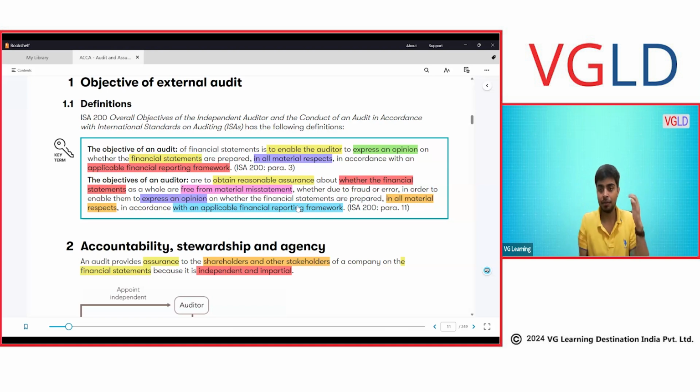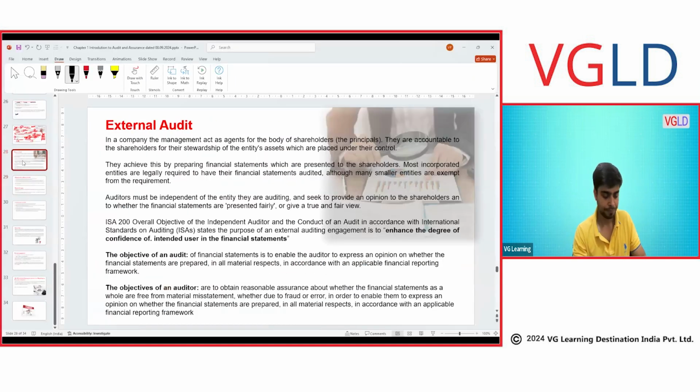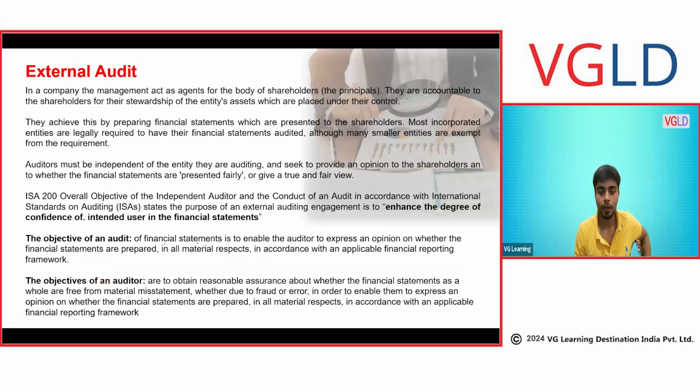Let's break down this definition because I know most of you would not be able to understand. What is this saying? We understand financial statements. This is balance sheet, P&L, cash flow statement, statement of changes in equity, or notes to accounts. Remember, notes to accounts is an integral part of the balance sheet. Always remember that. The objective of the auditor is to express an opinion.